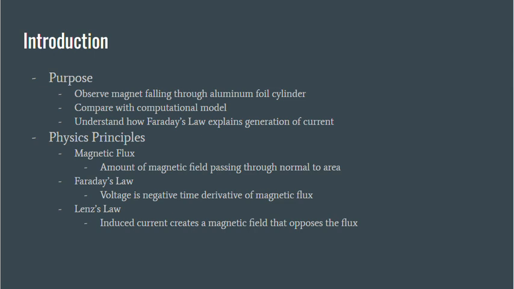For the physical principles, we have magnetic flux, which is the amount of magnetic field passing through a normal to an area. Faraday's law, which says that voltage is the negative time derivative of magnetic flux. Lenz's law, which states that induced current creates a magnetic field that opposes the flux.